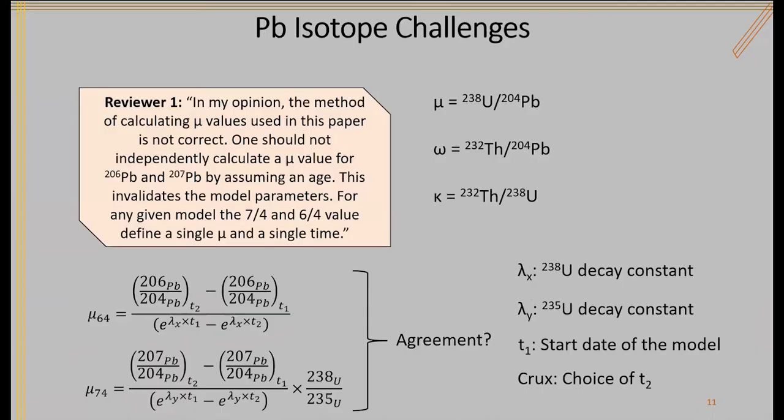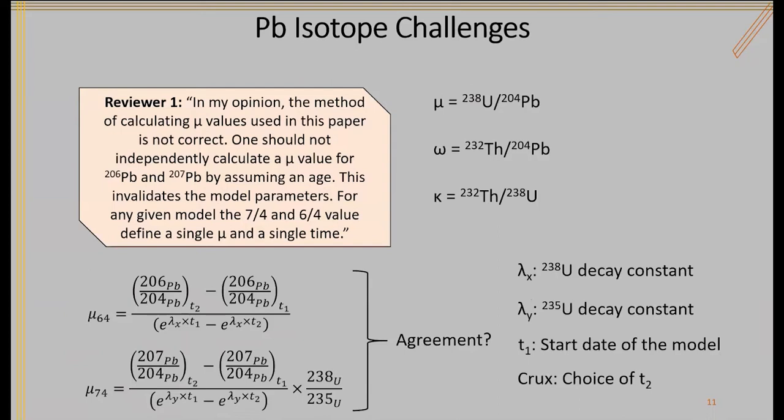One would think that there's a clear guideline to something as ostensibly fundamental as calculating one of the main derivative parameters of an isotope system. But in the interesting world of lead isotopes, that's not the case. The issue is that we can derive mu from the equations of both uranium-lead decay schemes. And we have to find agreement between these two different equations somehow in order to calculate one single mu value.